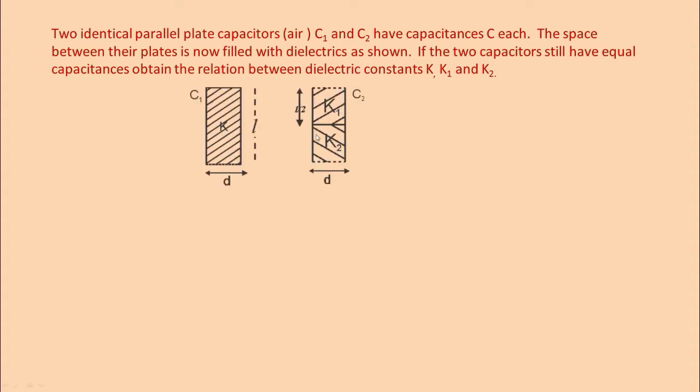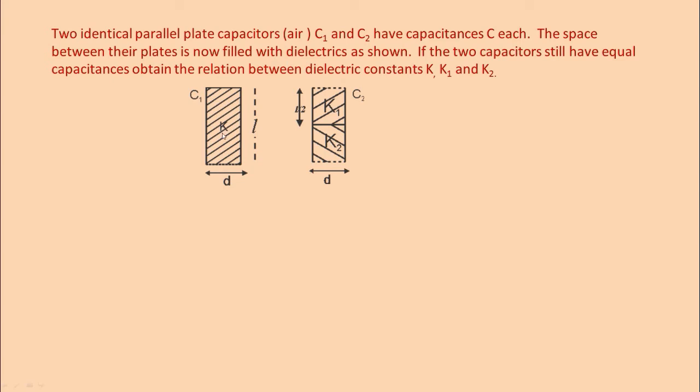Okay, this is the diagram given. There are two capacitors labeled C1 and C2. They have equal capacitances C each. Now, this is C1, this is C2. This is labeling the capacitor. C1 is this capacitor, C2 is this capacitor. Initially, they have same capacitance C.